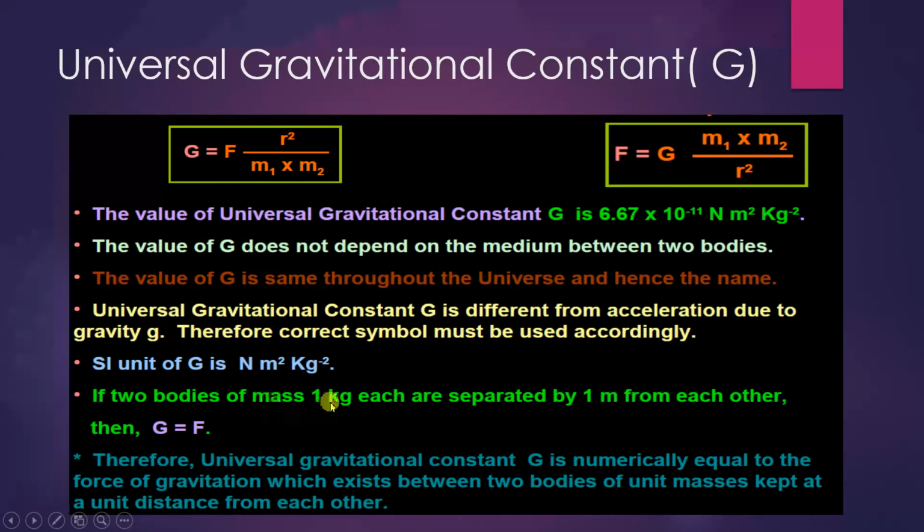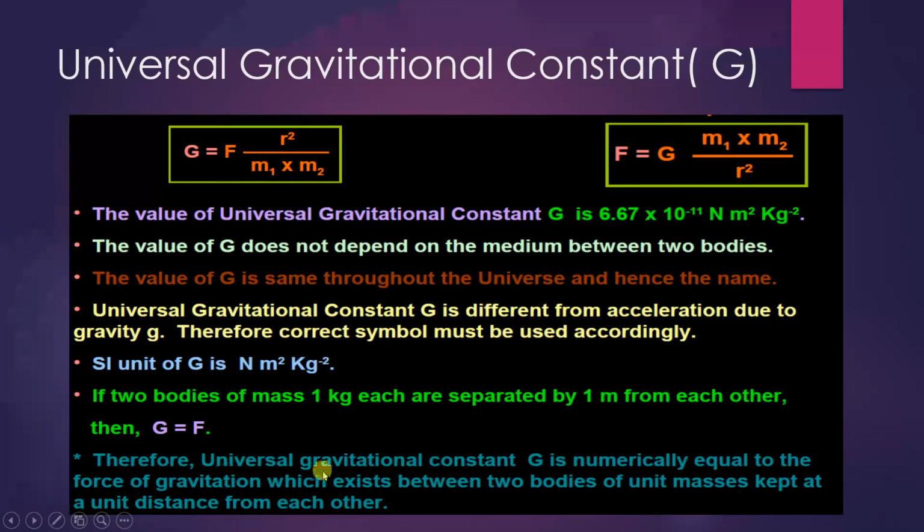If two bodies of mass 1 kg each are separated by 1 meter, means if we take all these terms as 1, distance is also 1, masses are also 1, taking the unit 1 kg and distance 1 meter, then G will be equal to the F. Okay, the rest of the things are 1, then G will be equal to F.